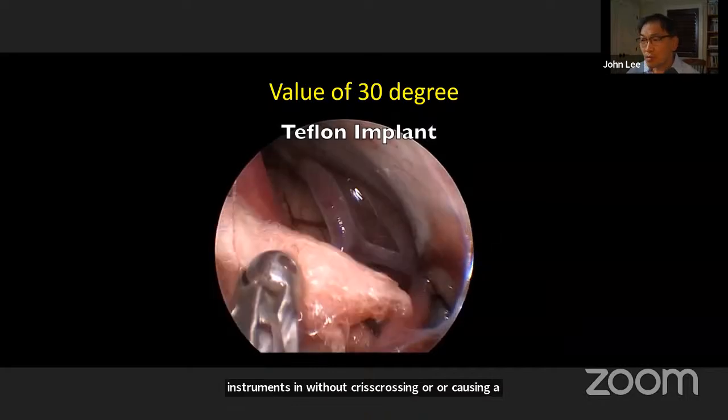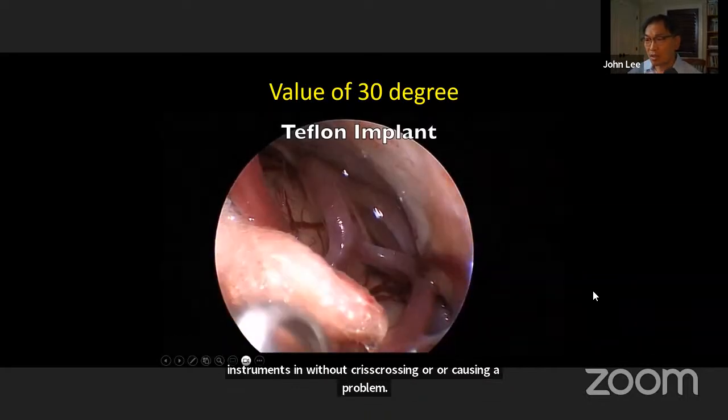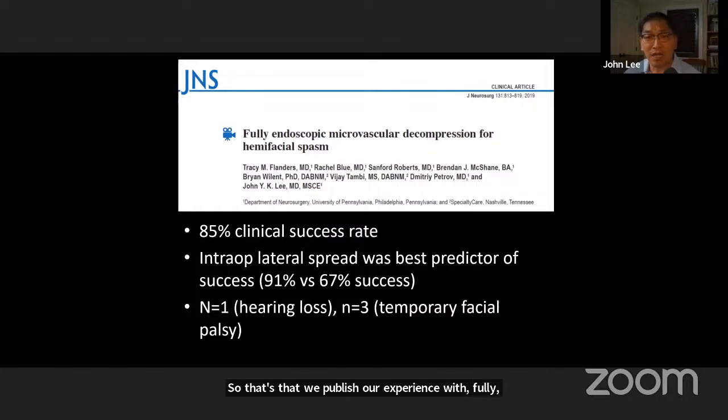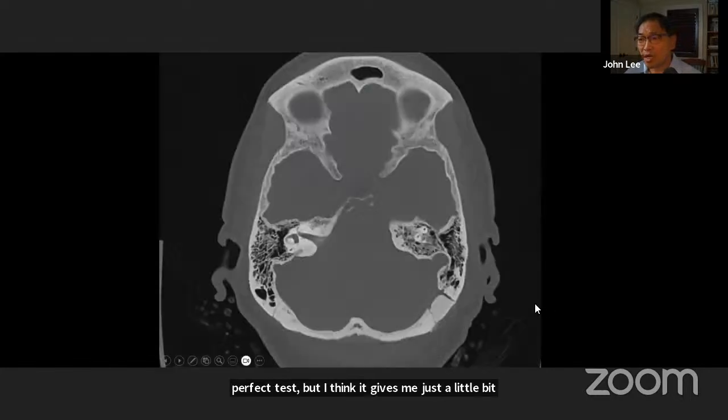So that's that. We published our experience with fully endoscopic hemifacial spasm. I still find the lateral spread useful. It's not a perfect test, but I think it gives me a little bit more information about what's going on. Here's a typical bone opening for my cases, where you see that little rim there of no bone wax, that's the bone wax, and then I fill it with the bone putty afterwards.